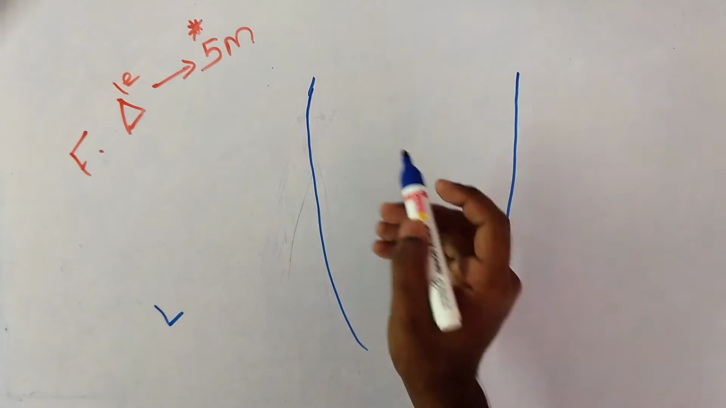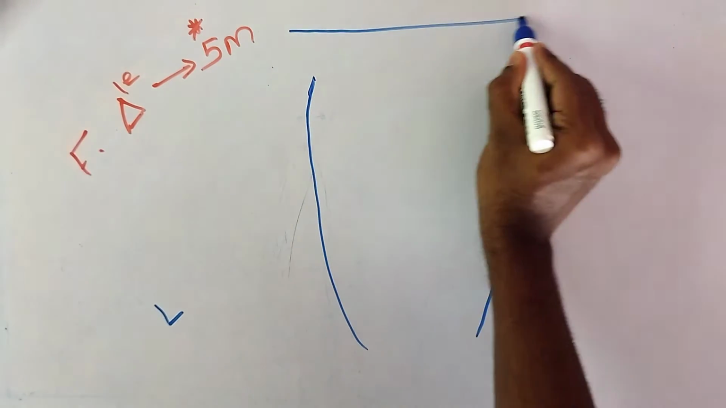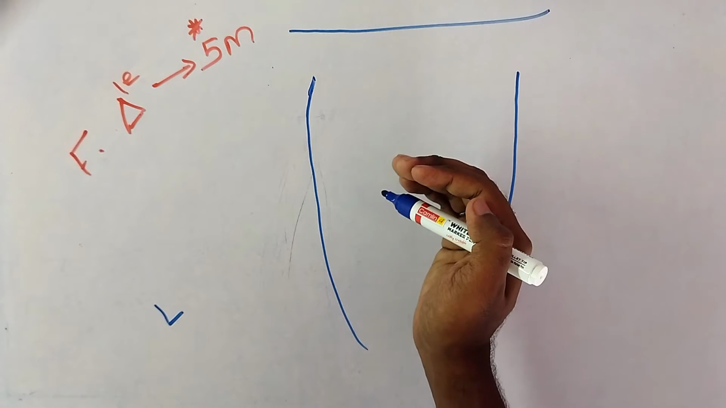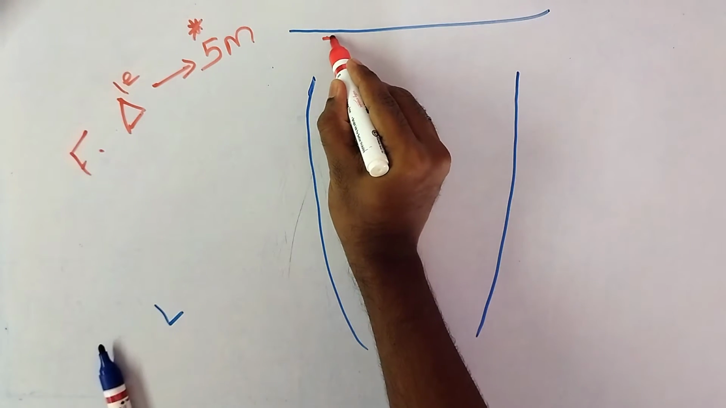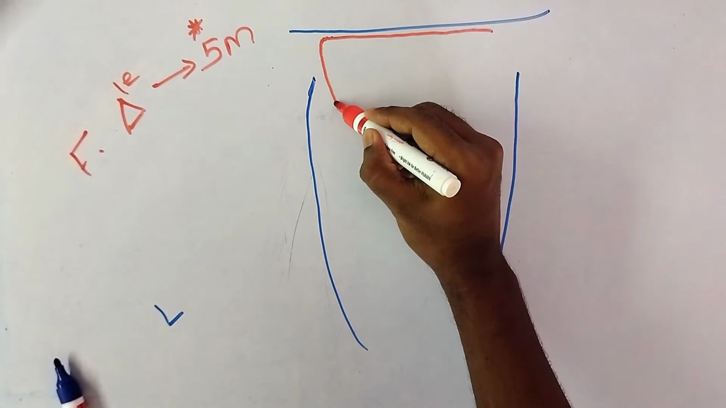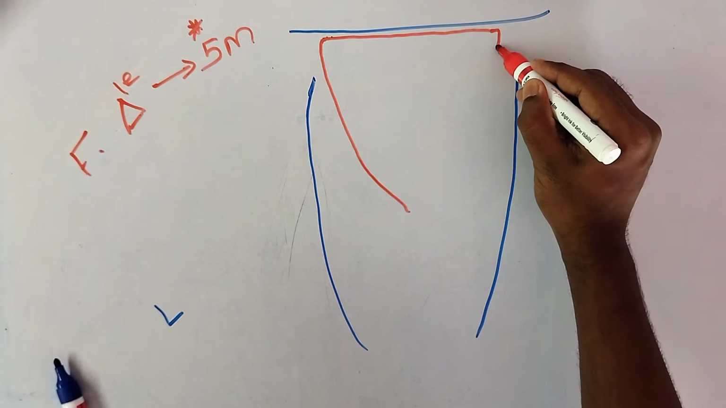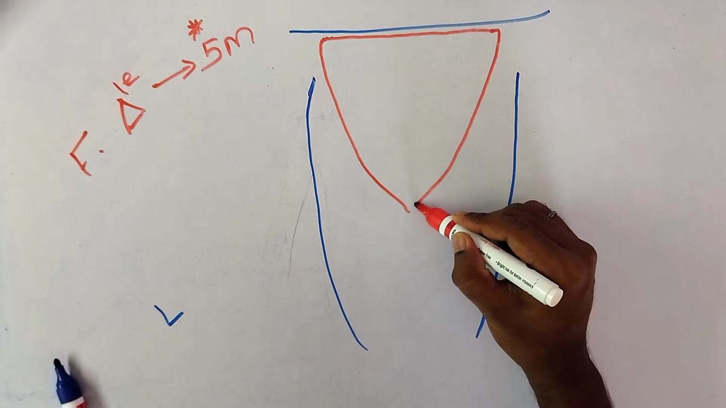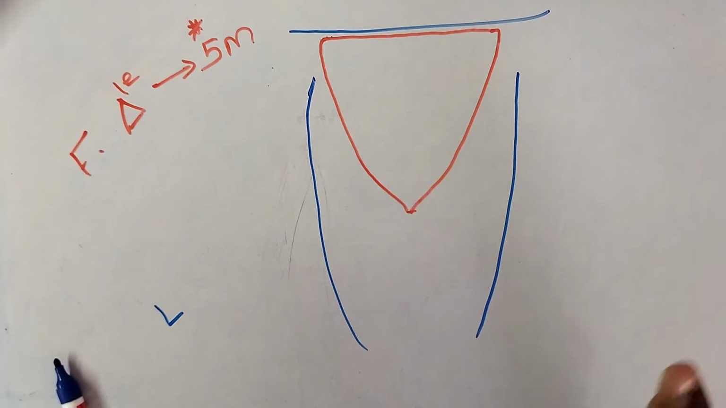Next, it is placed just below the inguinal ligament. If this is the inguinal ligament, it occupies the space just below it. That means this is the femoral triangle. The base is at the upper side and the apex is at the lower side for the femoral triangle.